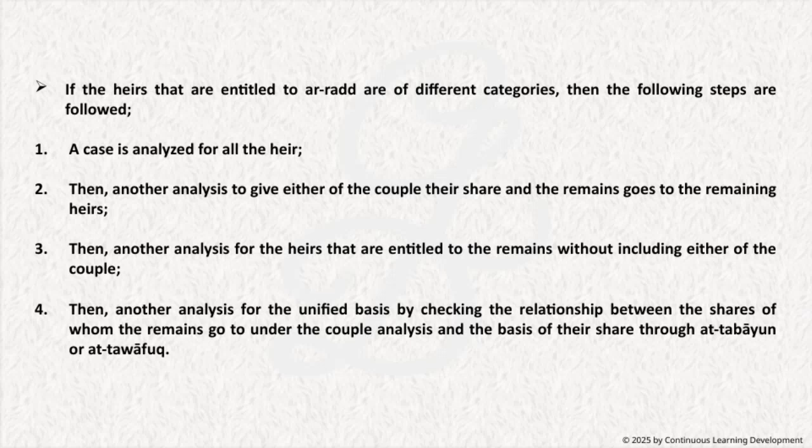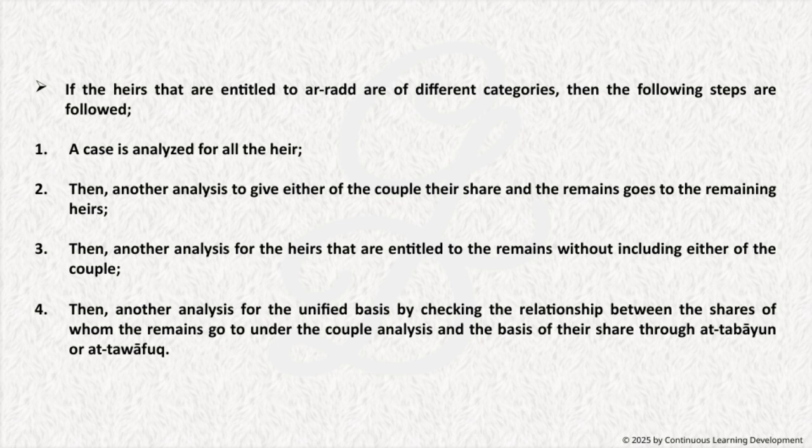All right, let's take a closer look at what happens when the heirs entitled to Radd are of different categories. The process starts with analyzing each heir individually. We look at the specific situation of every heir to understand their entitlement properly. Next, we perform another analysis to determine how to distribute shares between the couple, if they're involved, and then allocate whatever remains to the other heirs. This step ensures we consider the couple's share separately before dealing with the rest.